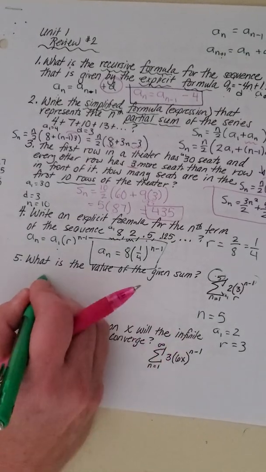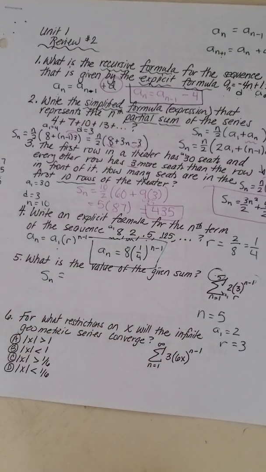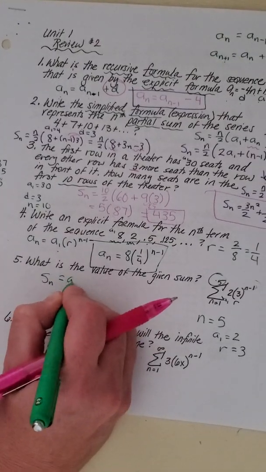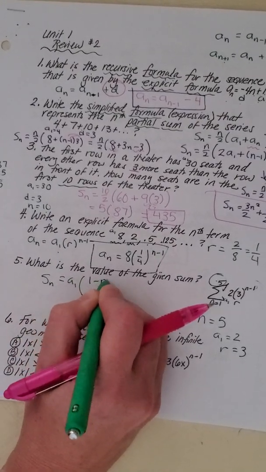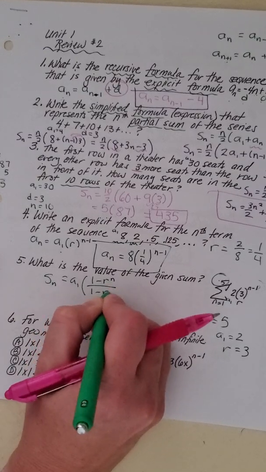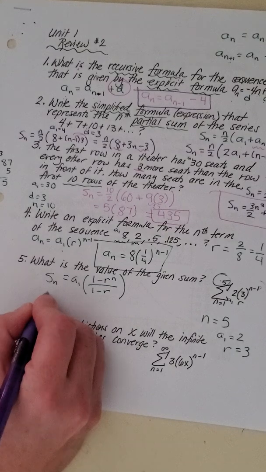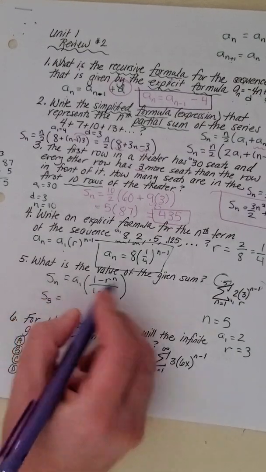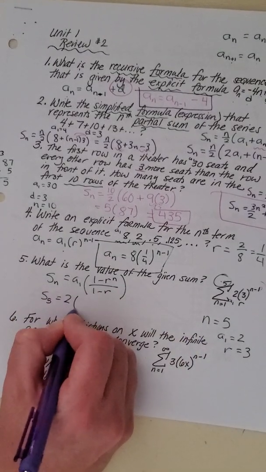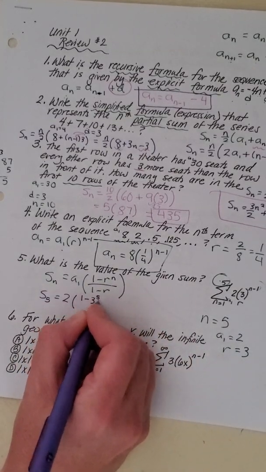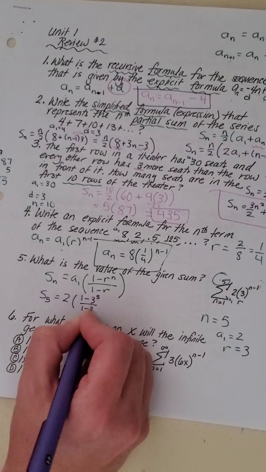So to find the sum, S sub n, of a finite geometric, we're going to use the formula S sub n equals a1, 1 minus r to the n over 1 minus r. And we're going to substitute in our values. So S sub 5 equals a1, which is 2, times 1 minus 3 to the 5th power over 1 minus 3.